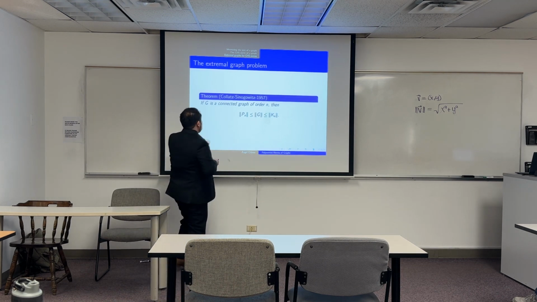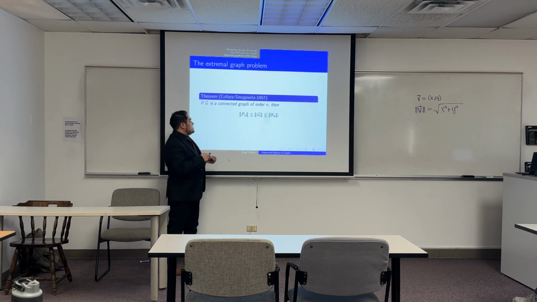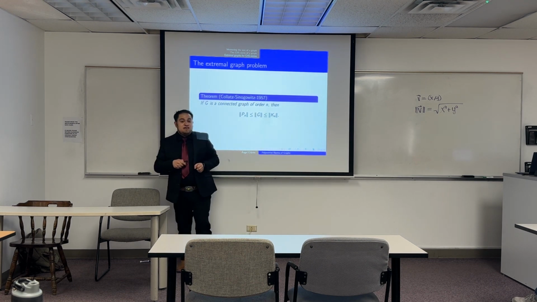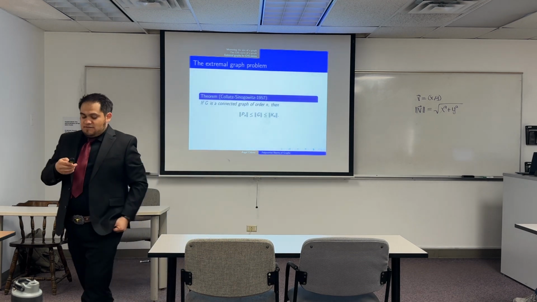So in 1957, Collatz and Sinogowitz proved that if you have a connected graph of any order n, the smallest spectral norm is always given by the path, and the largest spectral norm is always given by the complete graph. Always, always, always. And this is true for any n.